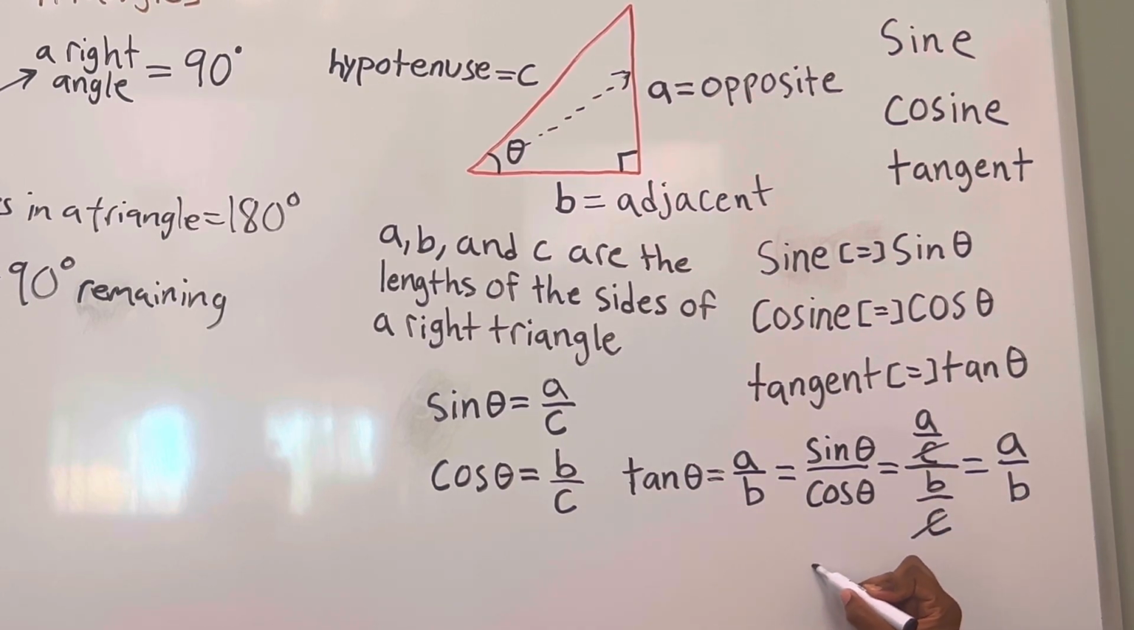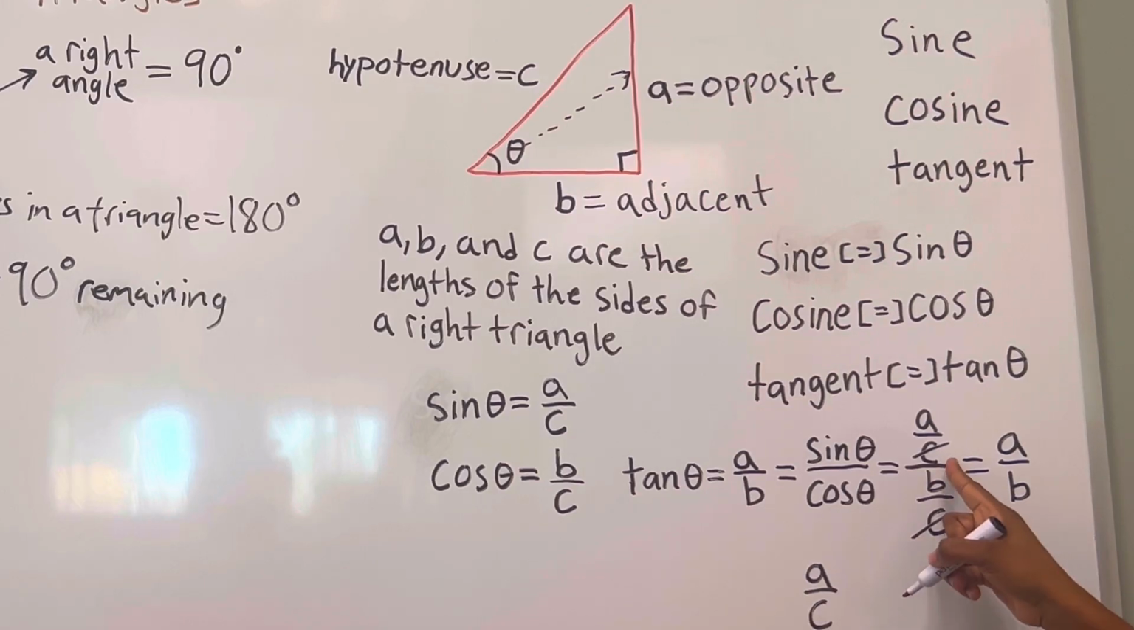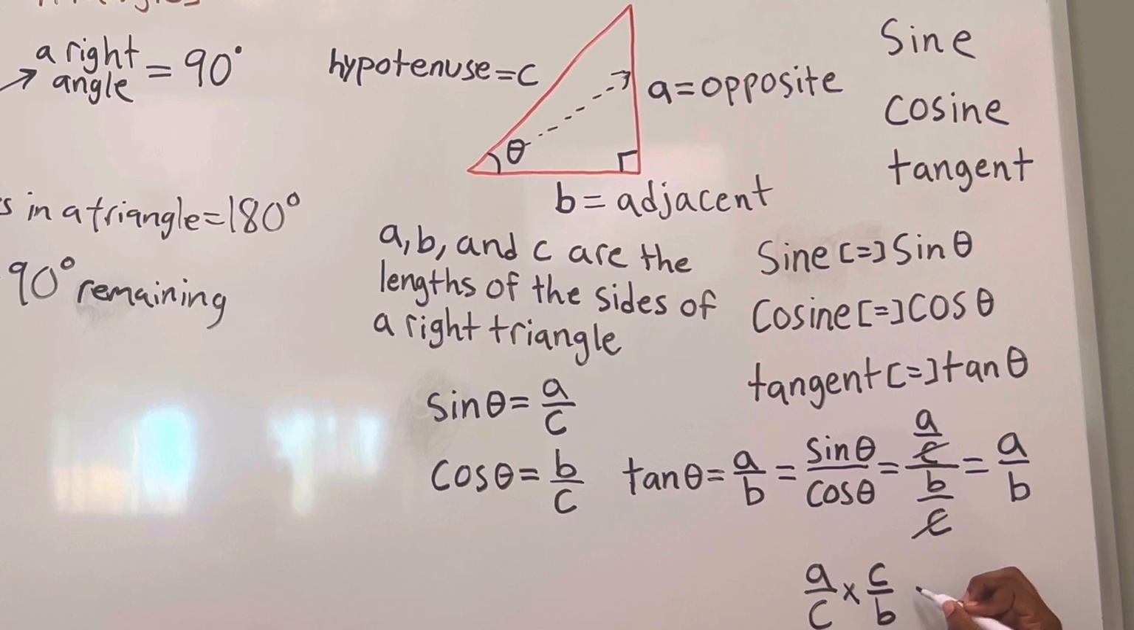So it's consistent, but let me write it out just so you can see. You get A divided by C, and if it's dividing B divided by C, you flip that and multiply it, so you can see the C's cancel out, and you get A over B, all right?